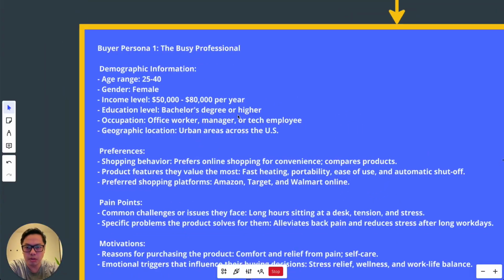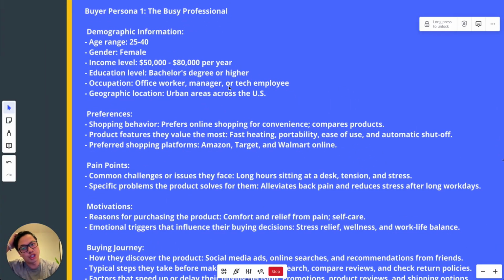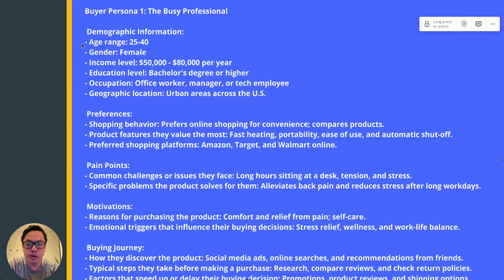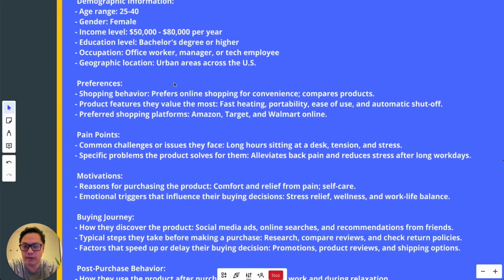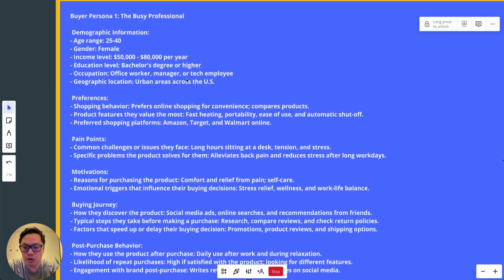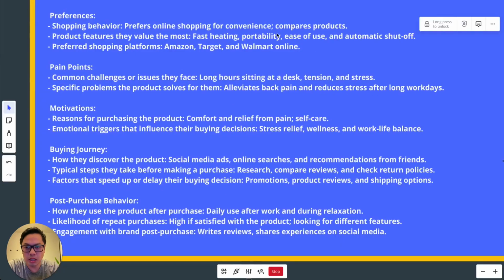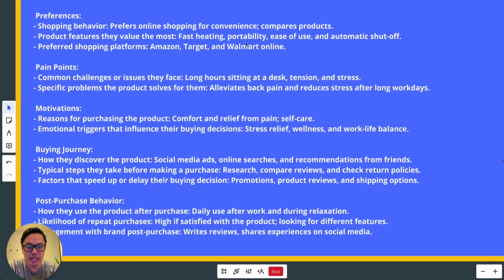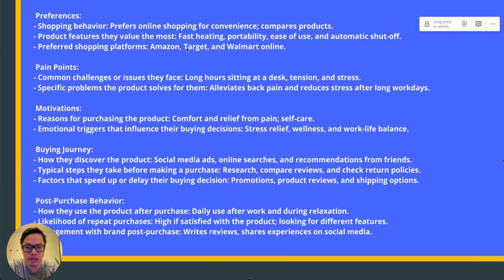So the first buyer persona that we have is the busy professional. Age 25 to 40 and gender is female. When I read this, I always have to think, okay, is this going to be our customer avatar for our UGC? So when I'm reviewing the creatives, I want to make sure I hit this ideal demographic range. Occupations: office worker, manager, tech employee. So I just kind of think office working people for this one. Online shopping, value the most: fast heating, portability, ease of use, and automatic shut off. Okay, so those are interesting features that I'll keep in mind and see if people or competitors are addressing these.